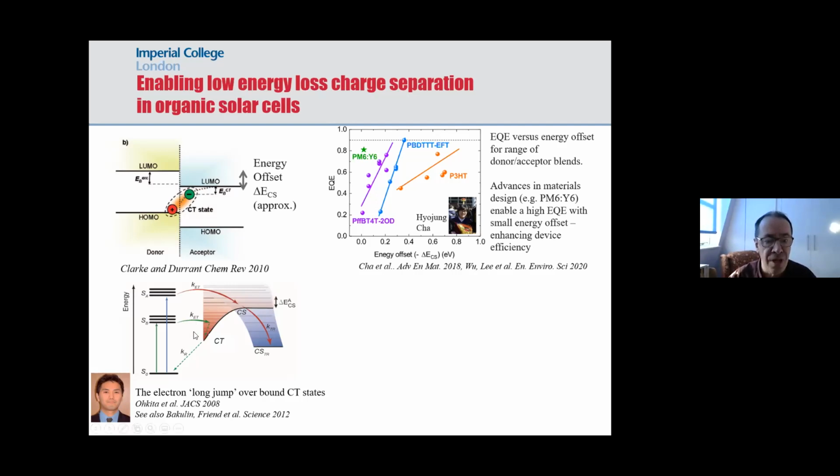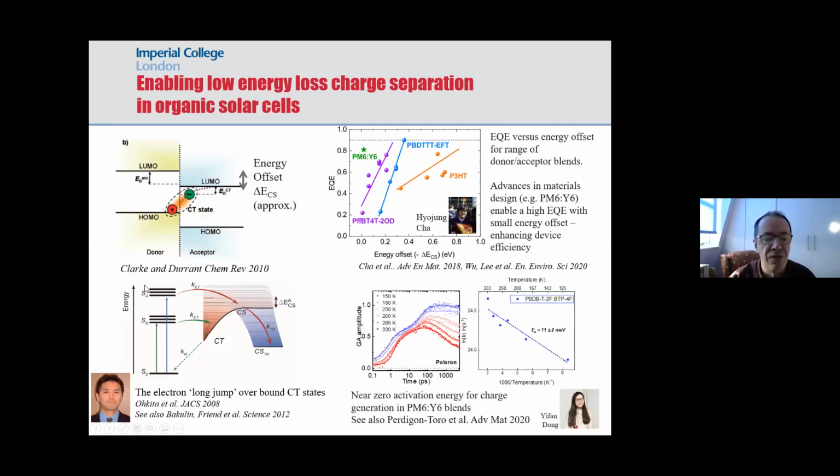We proposed some years ago that electrons can do the long jump. It's the idea that if you have a sufficient energy offset, then the electron can go into the acceptor and move away from the interface and relax as it does so, but only relax when it's far enough away from the interface that it no longer feels that Coulomb attraction. It then gets stabilized by processes such as charge trapping and polaron formation.